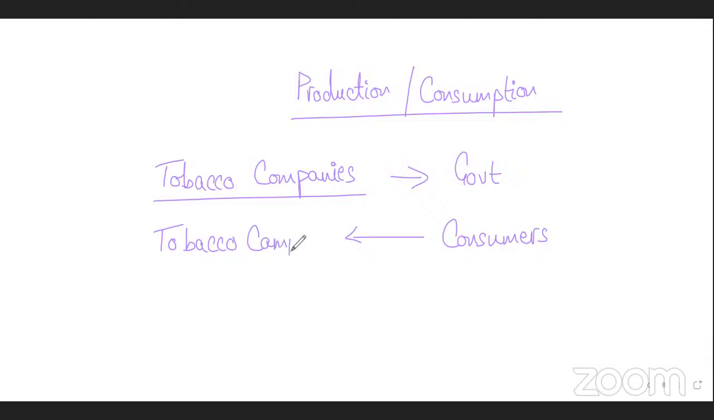How many of you got this, students? This thing that I explained here, that the burden of indirect tax is split between consumers and producers. It's split between the consumers and producers.